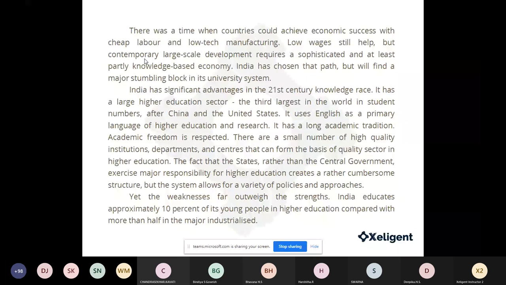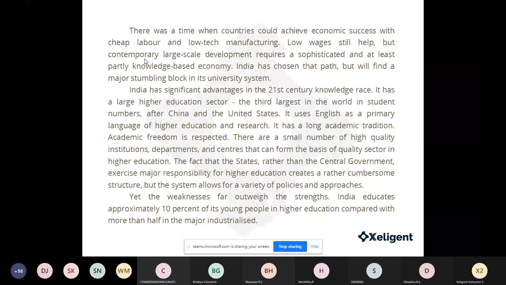India has significant advantages in the 21st century knowledge race. It has a large higher education sector, the third largest in the world in student numbers after China and the United States. It uses English as a primary language of higher education and research. It has a long academic tradition. Academic freedom is respected. There are a small number of high quality institutions, departments and centers that can form the basis of a quality sector in higher education. The fact that the states rather than the central government exercise major responsibility for higher education creates a rather cumbersome structure, but the system allows for a variety of policies and approaches. Yet, the weaknesses far outweigh the strengths. India educates approximately 10% of its young people in higher education compared with more than half in the major industrialized countries.